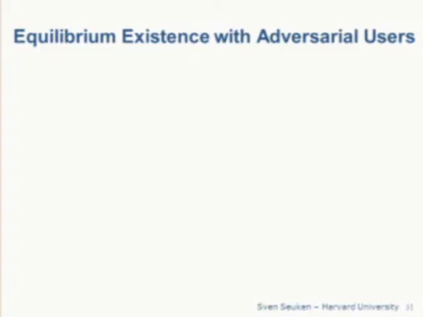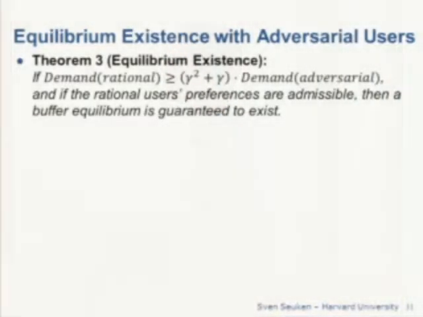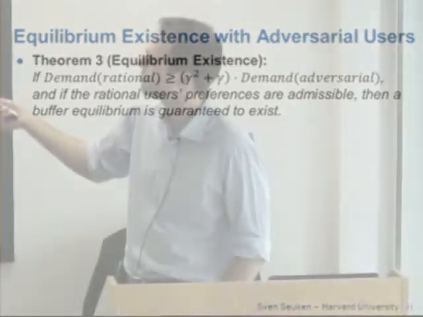10 minutes left? Okay. So now that we've specified this freedom, we have this theorem showing when the equilibrium exists with adversarial behavior. And we show that if the demand by the rational users is larger than gamma squared plus gamma times the demand by the adversarial consumers, and if the rational users still satisfy these preference assumptions that we called admissible before, then a buffer equilibrium is still guaranteed to exist.